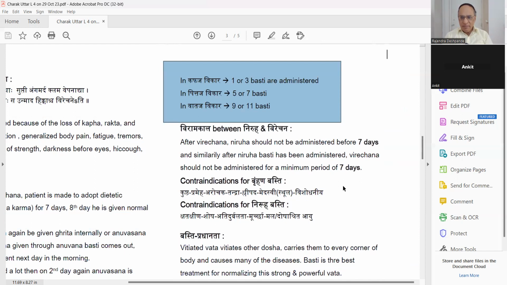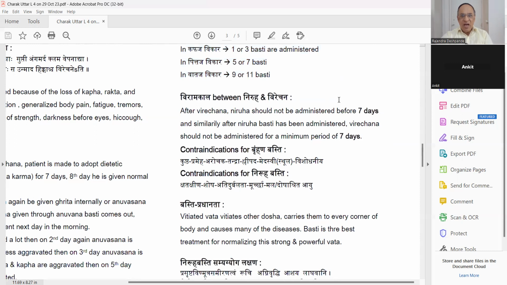If there is a kapha dosha problem, kapha dosha prakop, kapha diseases, bronchitis, bronchiectasis, pneumonia, cold and cough, obesity, diabetes, 1 or 3 bastis are administered. If it is a pitta problem, hyperacidity, burning, bleeding, 5 to 7 bastis are given. But if it is a vata problem, total dryness, musculoskeletal disorders, neurological problems, backache, spondylitis, lumbago, Alzheimer's disease, motor neuron disease, paralysis, 9 to 11 bastis are given. So for vata, maximum bastis are given.